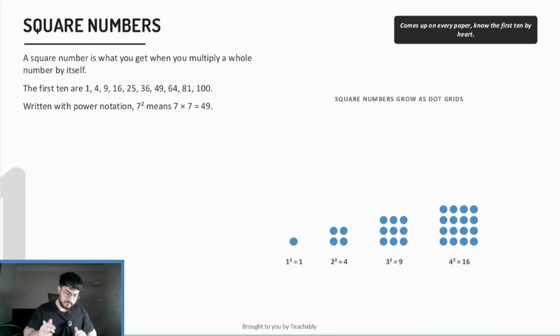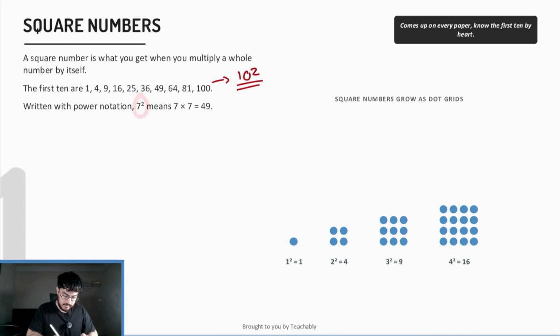If we move on, let's go a bit deeper into square numbers. A square number is what you get when you multiply a whole number by itself. So the first 10 are 1, which is 1 squared, 4, which is 2 squared, 9, which is 3 squared, and so on until we get to 100, which we know is 10 squared, because 10 times 10 is 100. And we use the power notation, so it's that small number on the top right of the number.